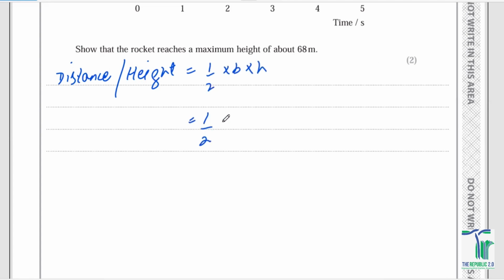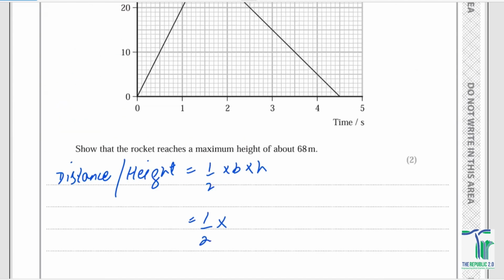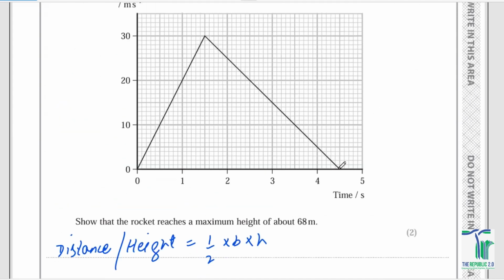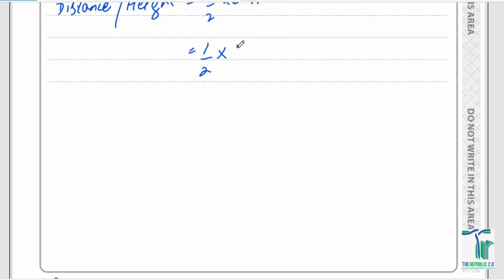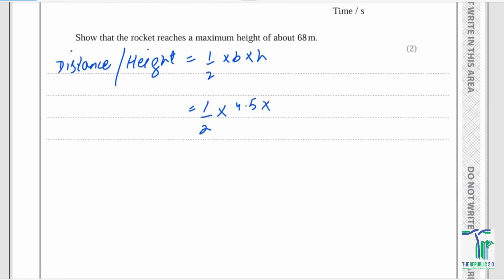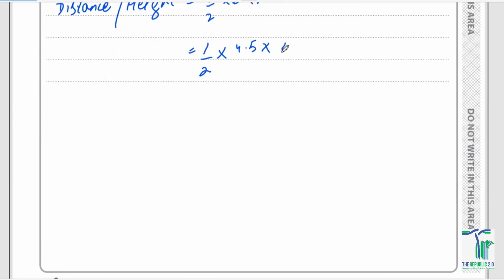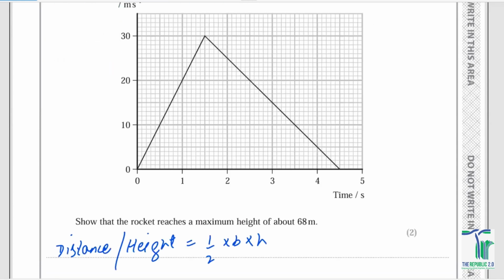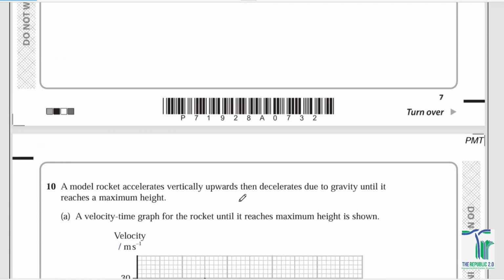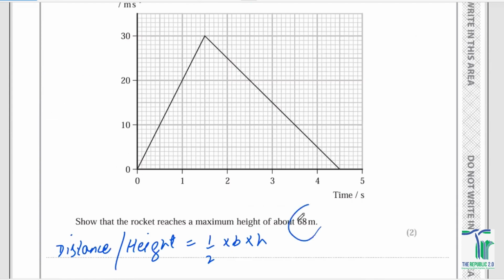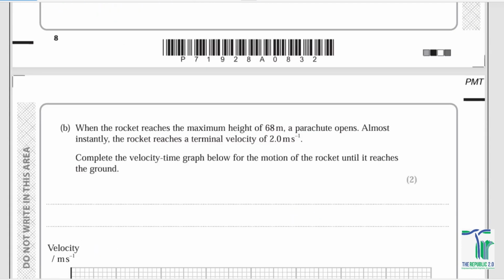Now we can see that the base is approximately, if you measure it, 4.5. So you've got 4.5 times the height of the rocket, which is something like 30. When you solve it, half of 30 is 15, and 15 times 4.5 has to be something like 67.5 meters. So you can see that the total height covered by the rocket is approximately 68 meters. Now we'll get to the next question.